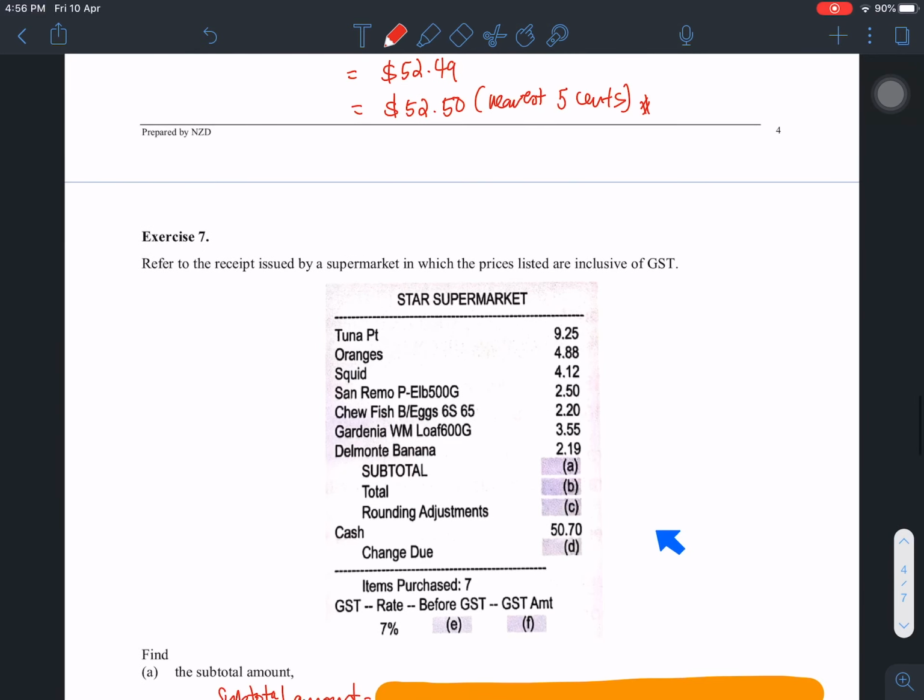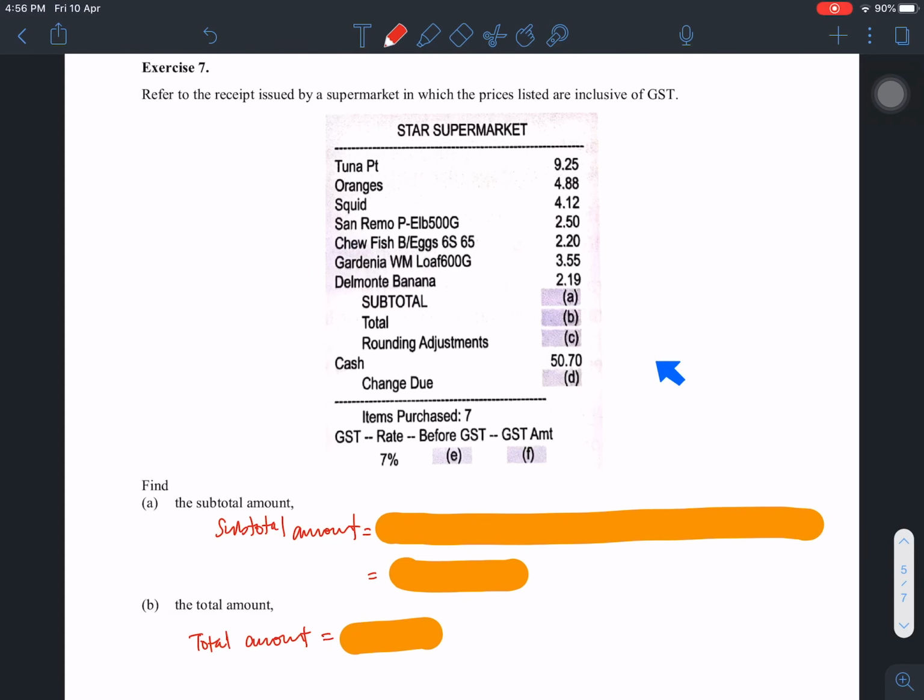Alright, let's look at exercise 7. Exercise 7 requires us to do similar things. So let's look at what the receipt says first. The receipt shows Star Supermarket, and certain items were bought from the supermarket. The first part, A, requires us to find the subtotal amount. Likewise, the subtotal amount would be the sum of all the items that you have purchased in this receipt.